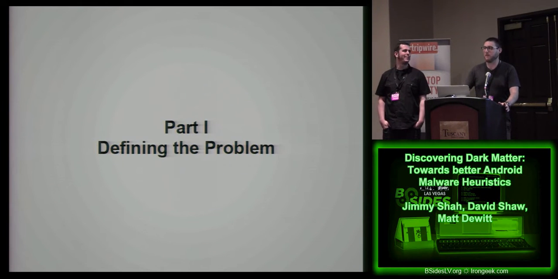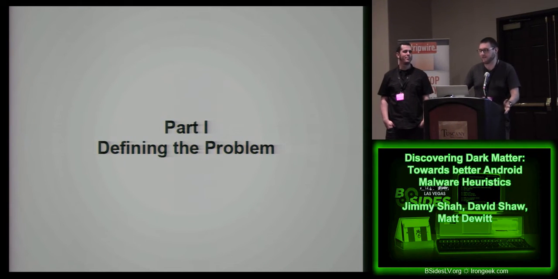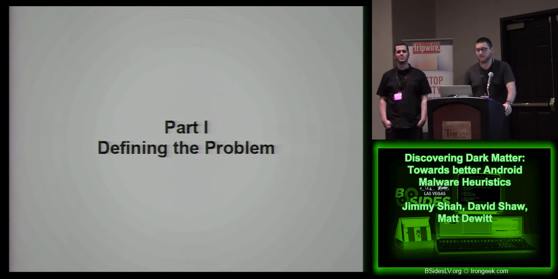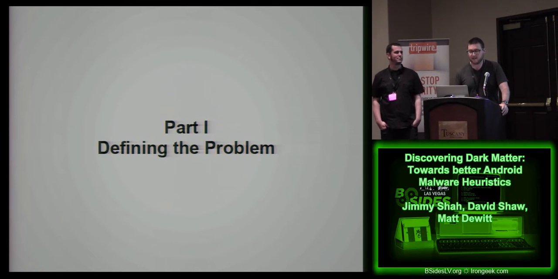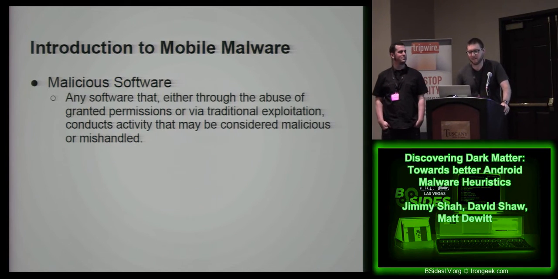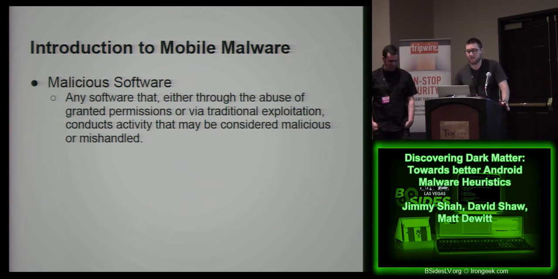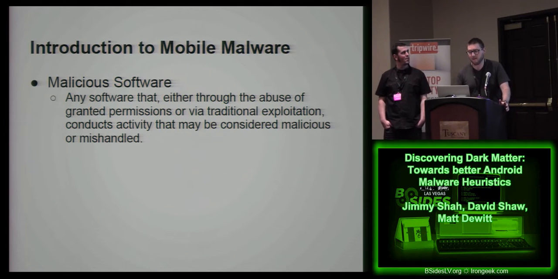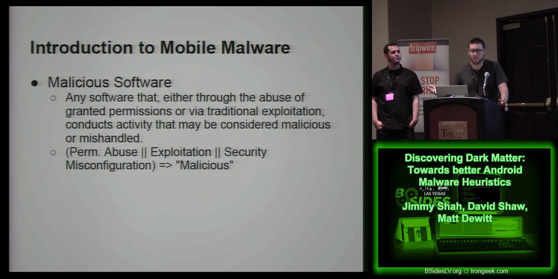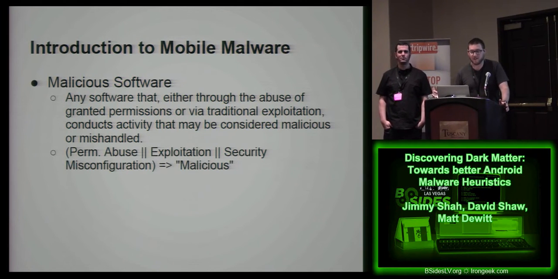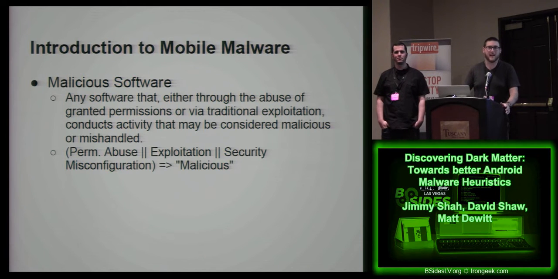So let's start in the beginning. We're just going to define the problem of mobile malware, because it's actually a little bit different than conventional malware in a couple different ways. There's a big block of text, and don't worry about that. We're going to define malicious software as any software that either through the abuse of granted permissions or via traditional exploitation conducts activity that may be considered malicious or mishandled. Or maybe said more programmatically, permissions abuse or exploitation or security misconfiguration yields something that we would say is malicious in some way.